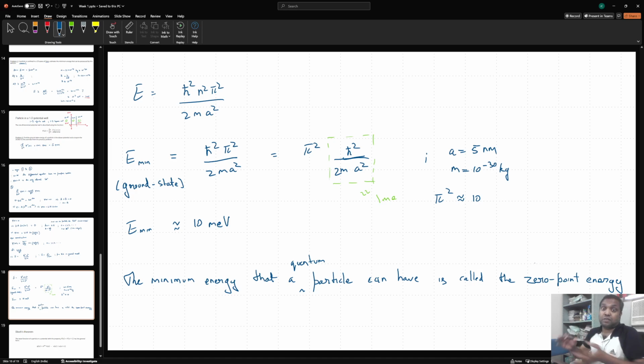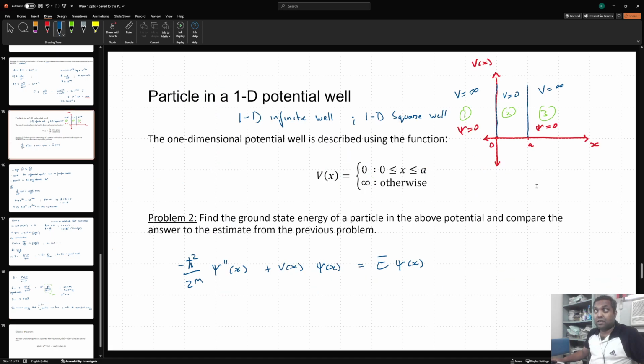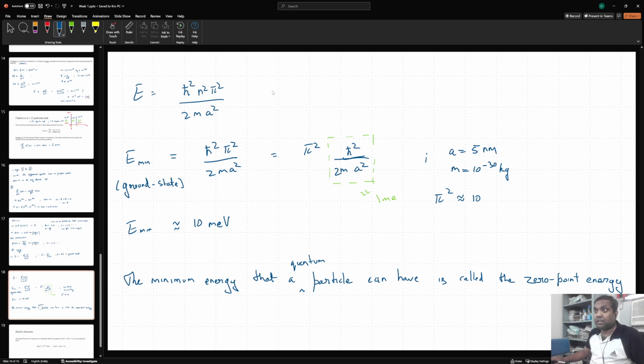Let me assume initially the well was infinitely wide, and let us say a was tending to infinity. If a tends to infinity, we can see that of course this quantity will tend to 0, because as a tends to infinity, it is in the reciprocal. Then I'm gradually bringing the walls together. Now, where is the particle getting the energy from?